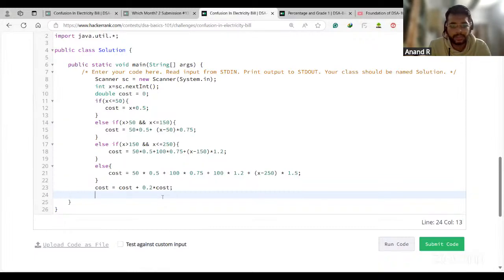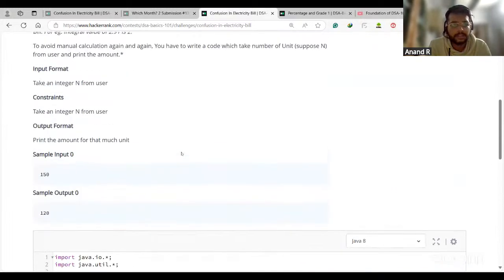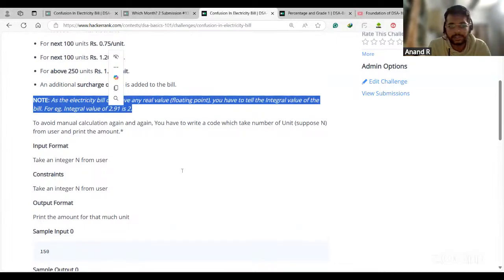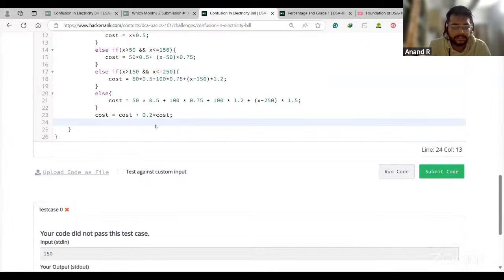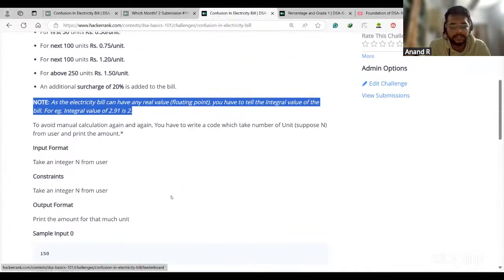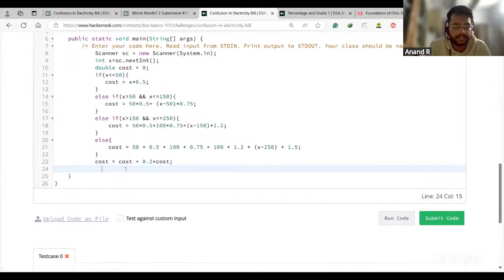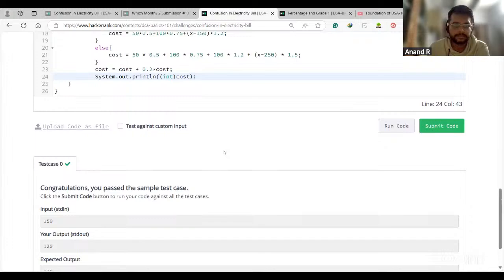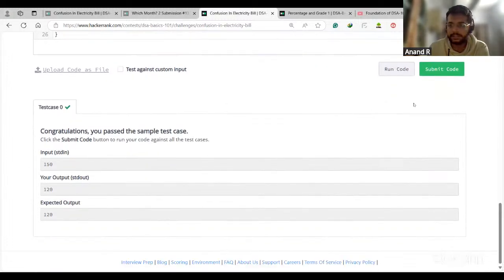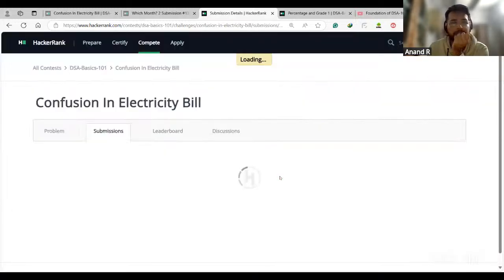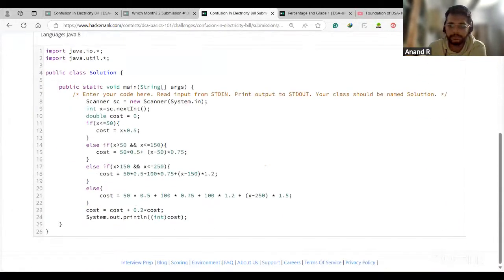Now, once you compute the cost, the problem statement says to print the integer part of it. So if you want the integer part, you can simply typecast the decimal into an integer and print it. System.out.println, and over here I can write cost. Let's run the code. You can see we are getting the correct result and I can submit this piece of code. All the test cases passed.